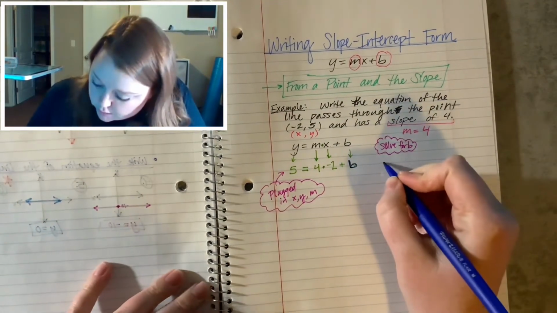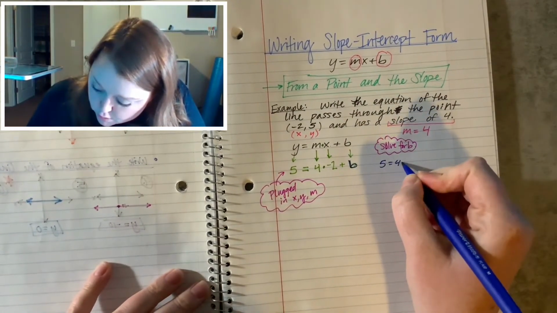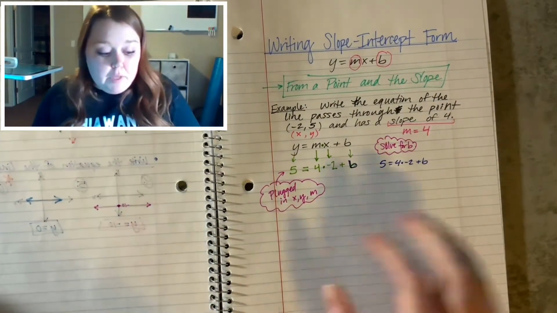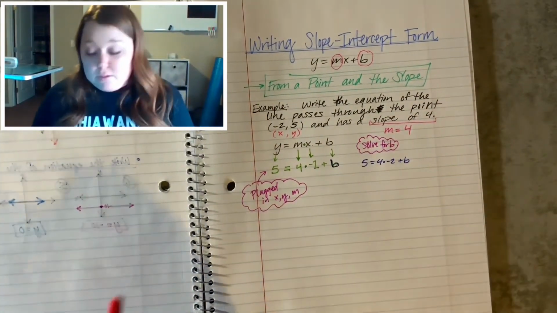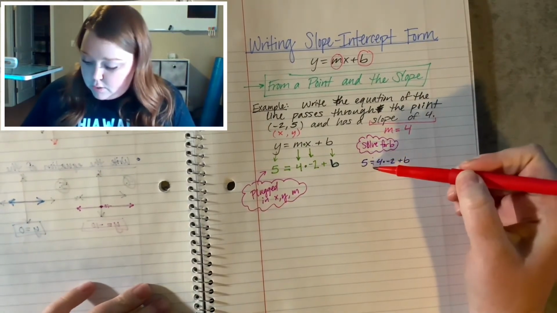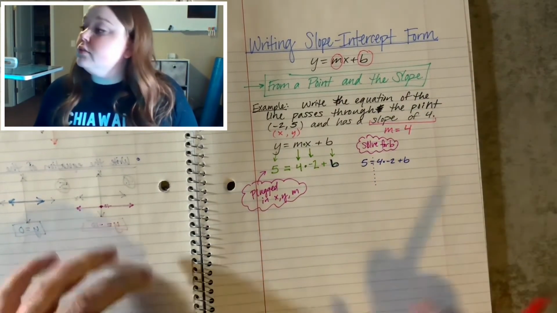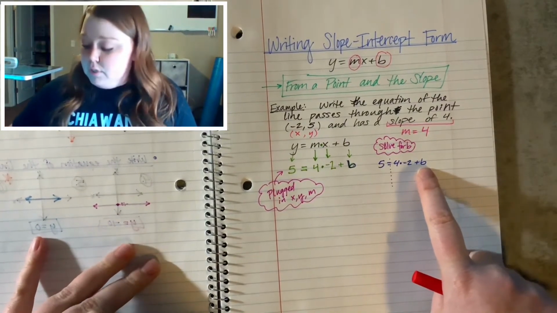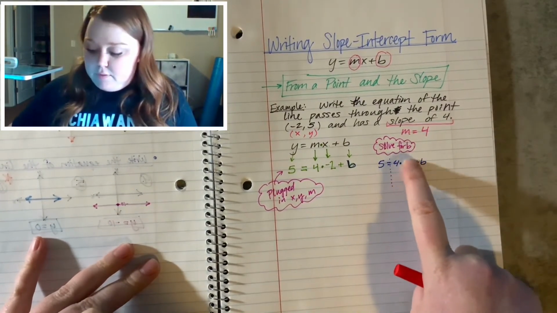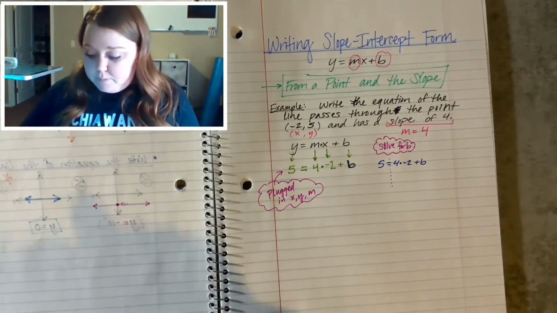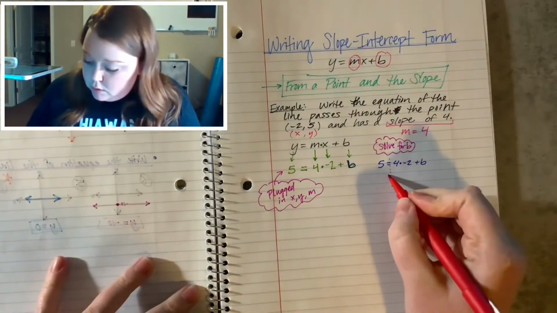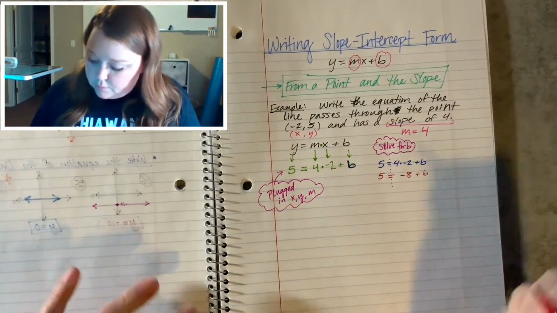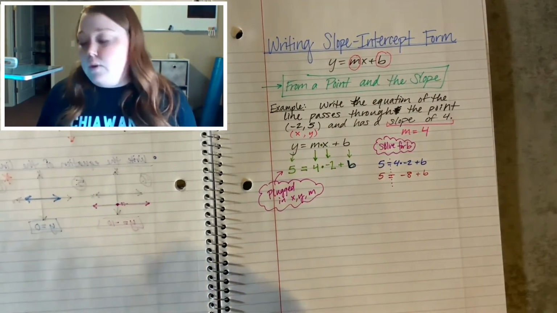I'm going to rewrite this over here. So I have 5 equals 4 times -2 plus b. Okay, well, let's see what you remember about solving equations. So I'm going to separate my 2 sides. I'm trying to get b by itself. Well, first I'm going to take care of this. I'm going to simplify this side. 4 times -2 is -8. Drop down everything else. Okay. Each side of the equation is simplified.